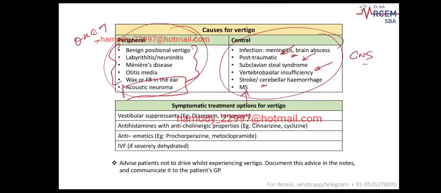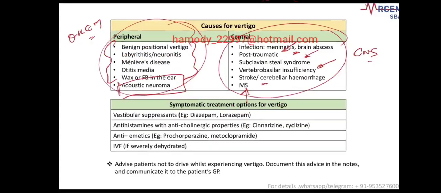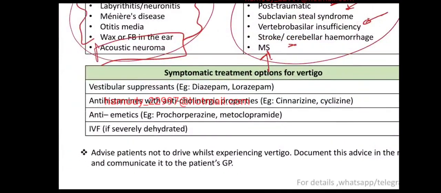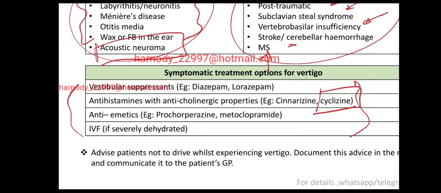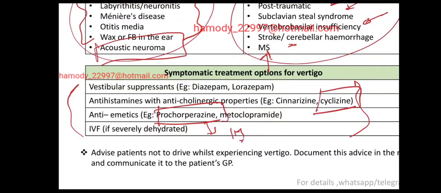All these cases need symptomatic treatment. So in the emergency department, first you need to make them symptomatically better. So you can use various drugs, as mentioned. Usually we use an antihistamine with an anticholinergic effect like cyclizine, or we use an antiemetic like prochlorperazine. Which one is preferred? Prochlorperazine is preferred because it is available in IM. That means you can give it intramuscularly.